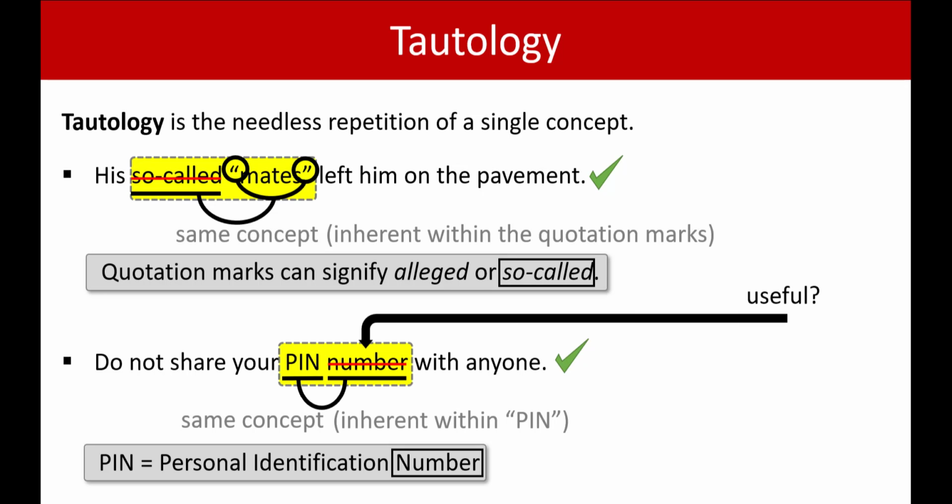But look at this word, number. Is it useful? What if somebody doesn't know what PIN means? Including the word number could be useful. In fact, it's so useful that I would say leave it in. I'm going to mark this one as correct with the tautology left in. So, sometimes a tautology is useful. We're going to talk about this idea a little bit more in a second. And there are some more examples on the webpage of when a tautology might be useful.